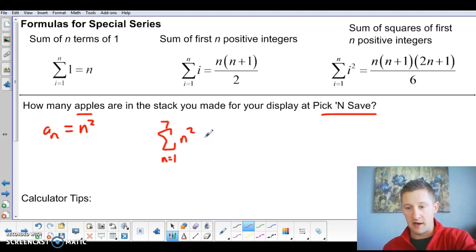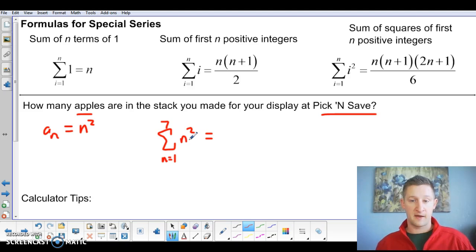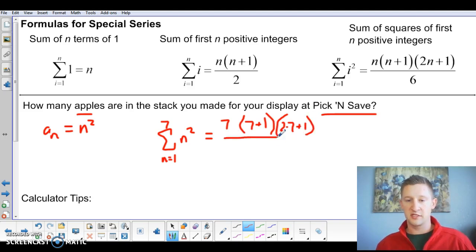So I could plug this in my calculator. That'd be just fine. Or if I were to use this particular formula, you take n times n plus 1 times 2n plus 1 all over 6. Well, n is the number of terms in the series, and again the sum of the squares is of the first n positive integers. So I plug in n, which is 7. 7 times 7 plus 1 times 2 times 7 plus 1 all over 6.